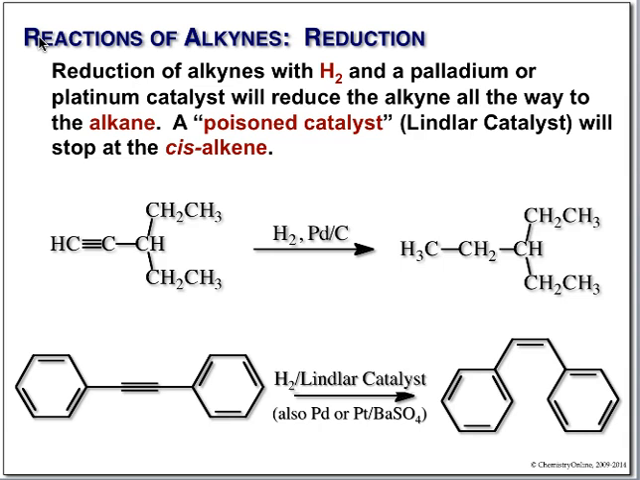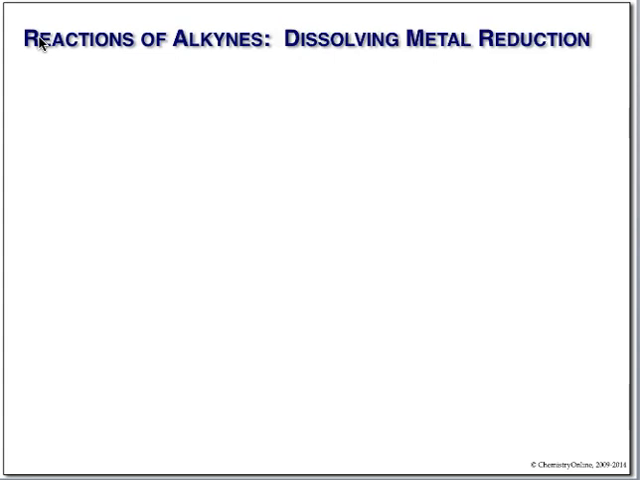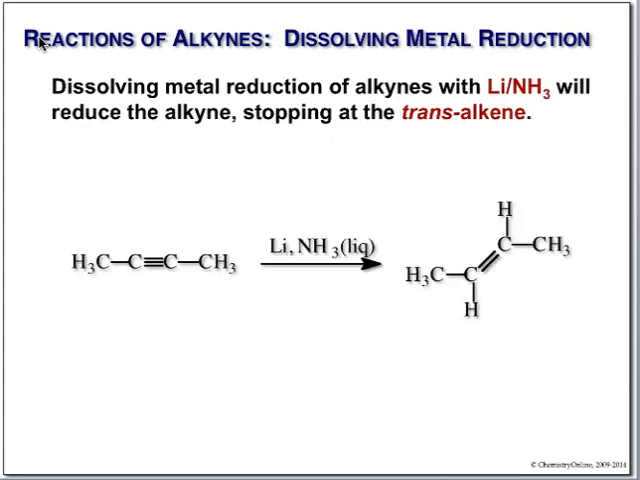There's another way that we can reduce. It's a little more exciting. This one uses liquid ammonia. What you do is you take your alkyne and you dissolve it in liquid ammonia. Then you take little bits of lithium metal and you drop it in slowly. Again, the reaction involves heat, so you have to do it very slowly because you don't want it to blow up on you. The neat thing here is that this is a radical reaction.